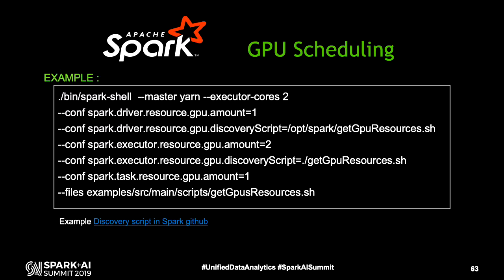Again, you specify your resource amount. In this case, I'm asking for 2 GPUs. So the top line, I'm asking for 2 cores, and I'm asking for 2 GPUs for this. So I'll be able to run 2 tasks.